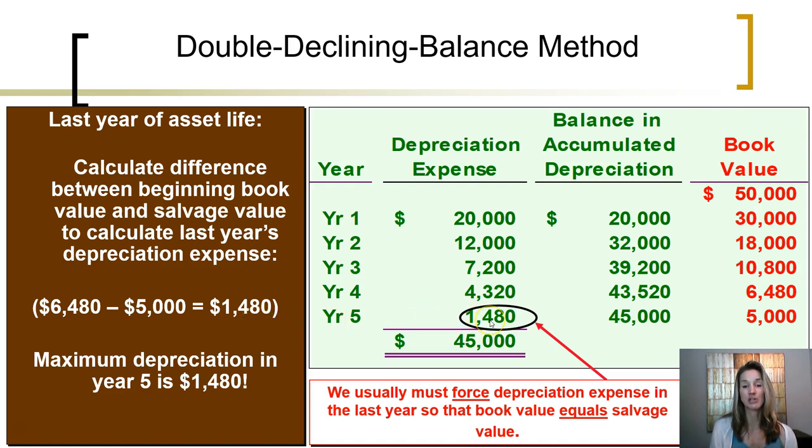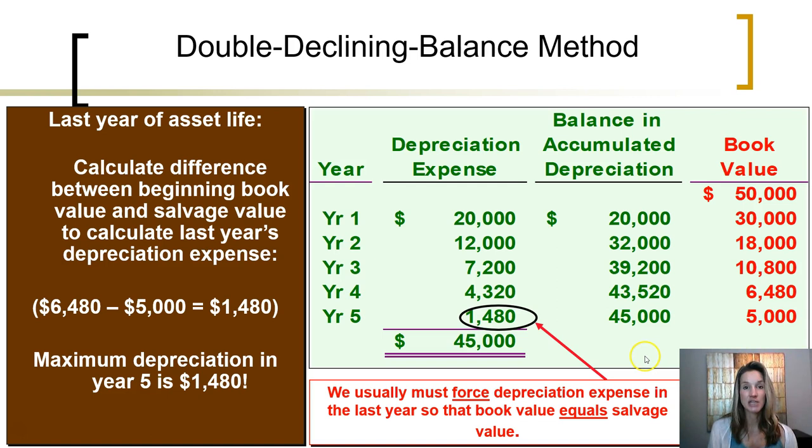We force the depreciation in that last year to be such that we will allow the book value to equal the salvage value. So year 5's depreciation expense will be $1,480, bringing its balance in accumulated depreciation up to $45,000, and its book value will be $5,000.